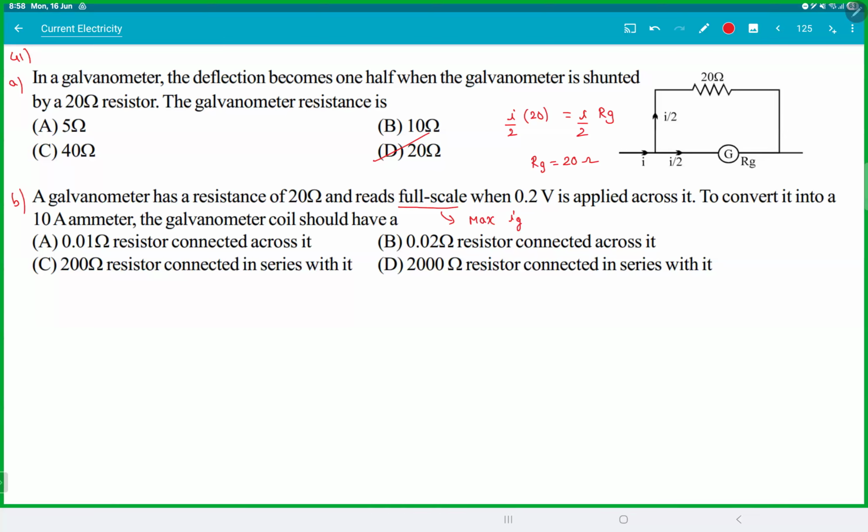What is the B part? Is that making sense? Both of them are in parallel. They have same current, so the resistance is same. That's it. Just don't see the word galvanometer and get scared like, oh, I have to use something. There's nothing there. Right, Aditya.